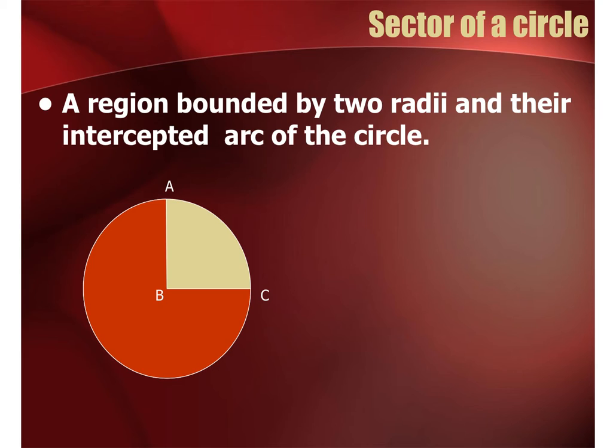All right. A region bounded by 2 radii and their intercepted arc of a circle is what we call a sector of a circle. It's a region bounded by 2 radii and their intercepted arc of the circle.